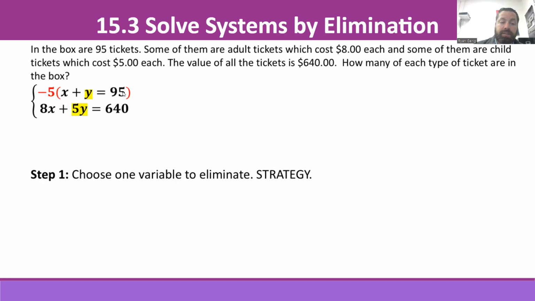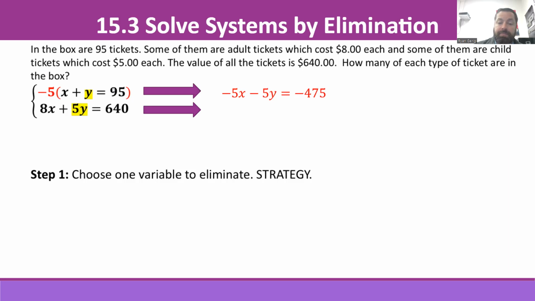I have to multiply this top equation. I'll just choose by -5. When I do that, it's going to change the equation. Second equation doesn't get changed. So let's see what happens. -5 times x equals -5x. -5 times y is -5y. And -5 times 95 is -475.